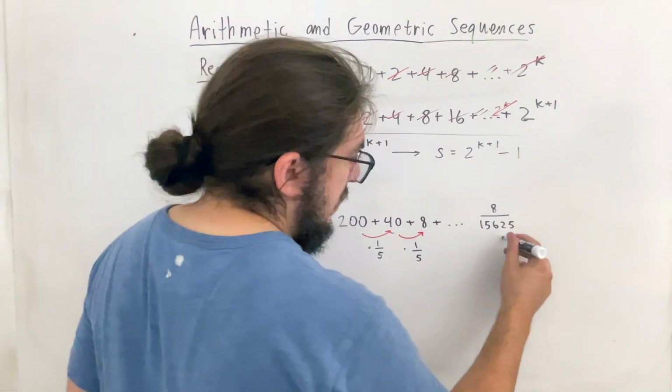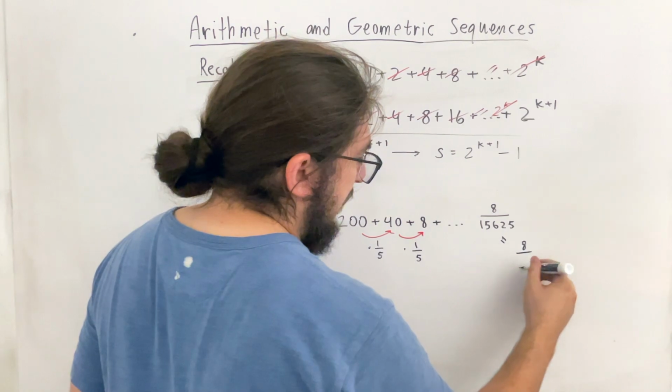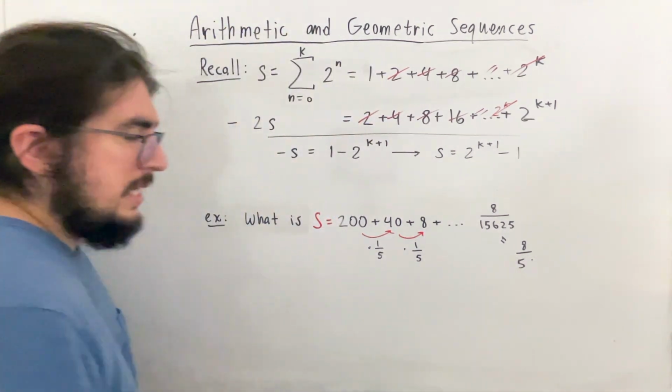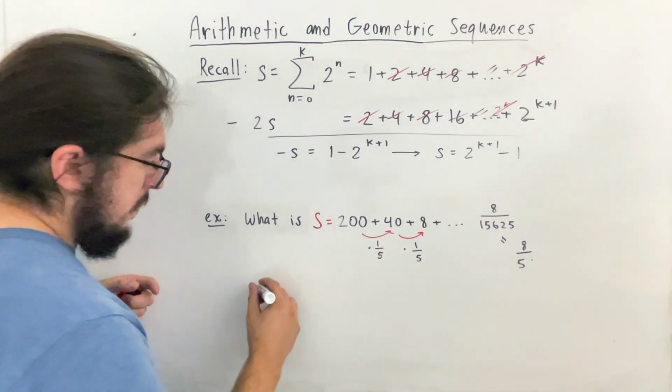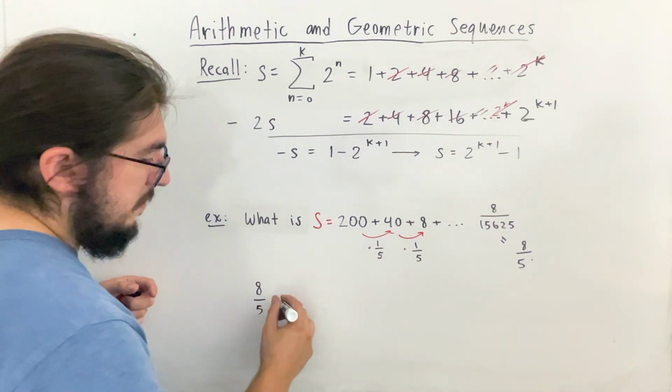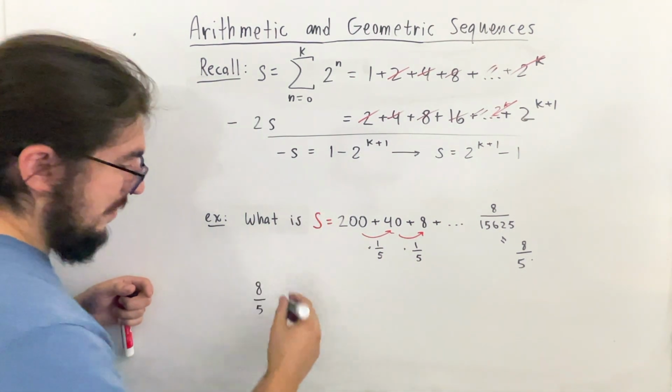So maybe I can write this as 8 over 5 to the something, which makes sense because notice the next term is going to be 8 to the 5th. And in fact, maybe we can just write them out. So we get 8 over 5. I meant to say 8 fifths, sorry.